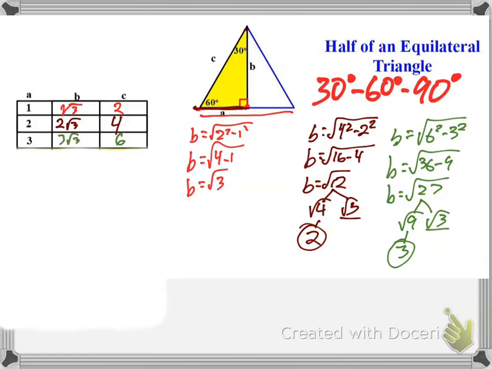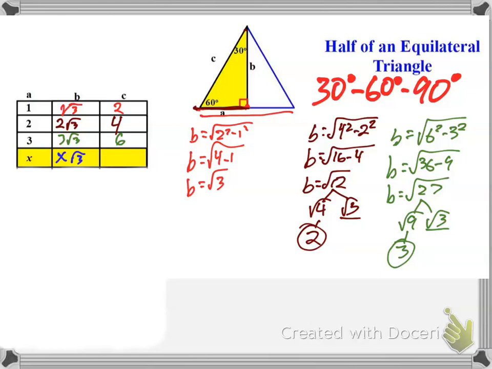And is that enough to make a pattern? And looking at this, yeah, we can get a pattern here. So here we go. What if A, the short side, is just X? Well, again, let's take a look at this. So if A was 1, B was square root of 3. If A was 2, B was 2 square roots of 3. If A was 3, B was 3 square roots of 3. So if A is X, then B is X square roots of 3.